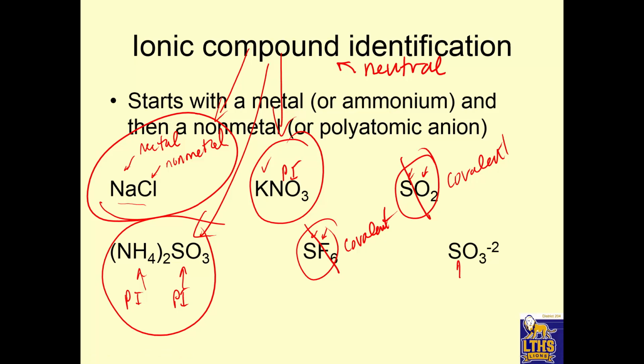What about this one? Non-metal, non-metal. Oh my gosh, could it be a covalent compound? But look, it has a charge, so it's not an ionic compound because it's a polyatomic ion. And you know it's a polyatomic ion because you see the charge.